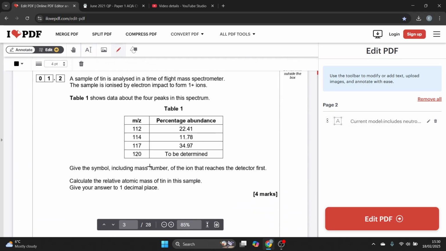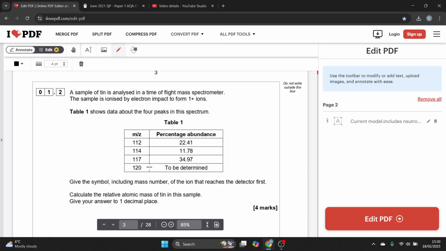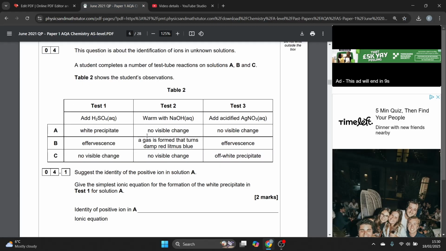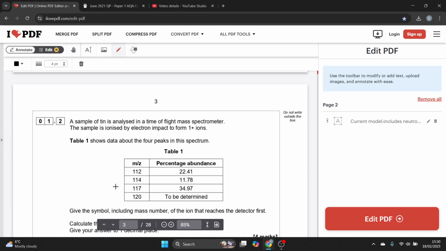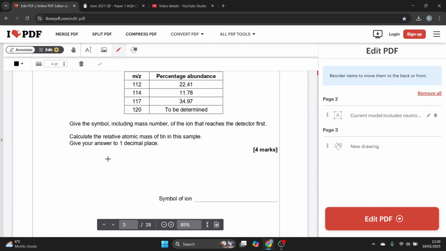2.1 gives a symbol including the mass number of the ion that reaches the detector. First, it's going to be 10. So 10 is going to be Sn. It's an ion, and it's analyzed by time of flight after electron impact, forming a 1 plus ion, so it's going to be Sn plus 112. So 112 Sn plus.